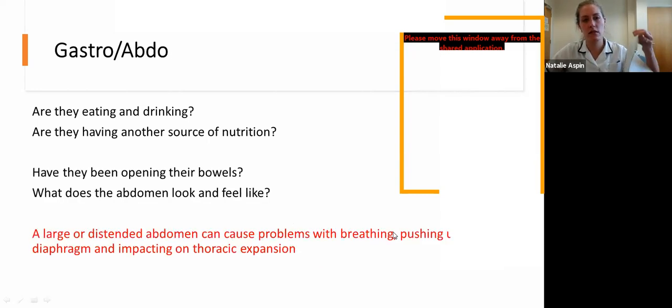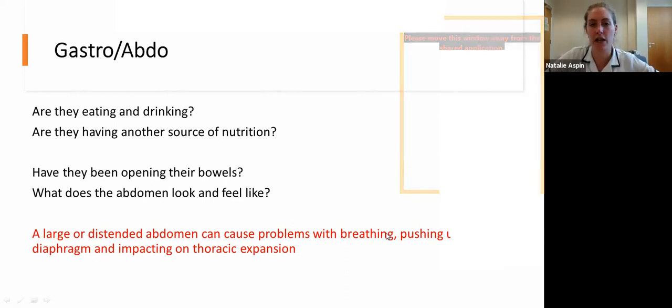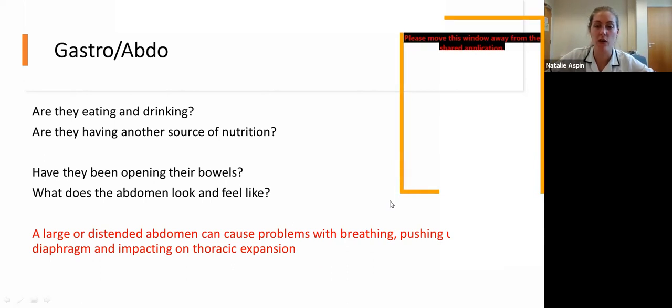And then before we move on to our respiratory system, we've just got the GI abdo to consider. And again, a little bit tricky on the ward when you've not got everything filled in nicely in front of you like you would on ICU. So the main points really are: have they opened their bowels, and what's their abdomen like? Often we do find that large distended abdomens really cause problems in terms of thoracic expansion and impact on our respiratory pattern. So it's just worth having a look. Don't forget about that, so make sure you've covered everything.